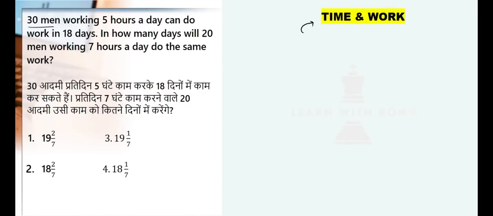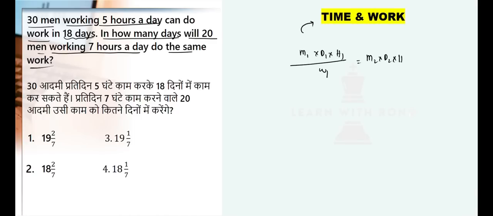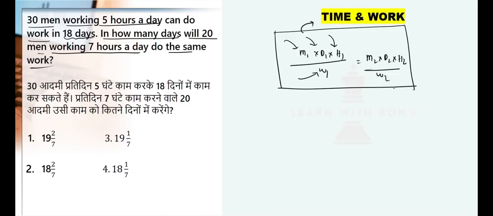See here, 30 men working 5 hours a day can do a work in 18 days. In how many days will 20 men working 7 hours a day do the same work here? So we have a general formula for this kind of problems, which is M1 D1 H1 divided by W1 equals M2 D2 H2 divided by W2. Here M is men, D is days, H is hours and W is work. In the question, whatever elements are given, you can substitute in this formula and find the answer.